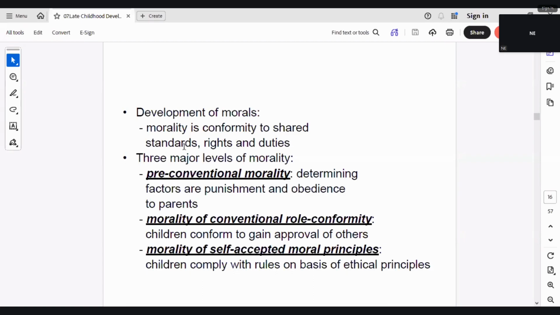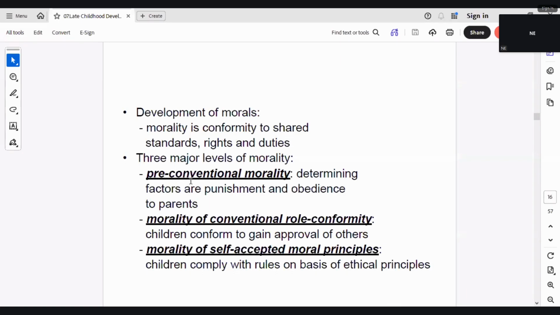So it means that you need to be in an environment where these things are taught, like someone is telling you right and wrong, values. So you need to have that in your environment, okay? But there are kind of three levels of morality, if you will. How does it actually develop?